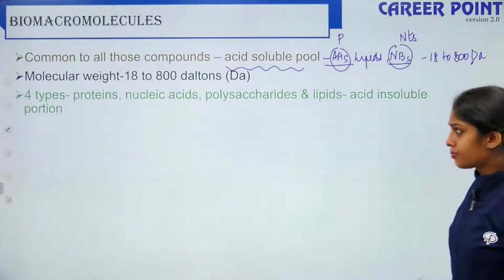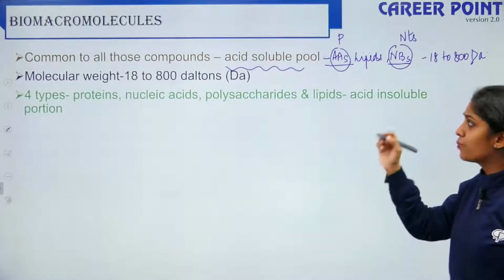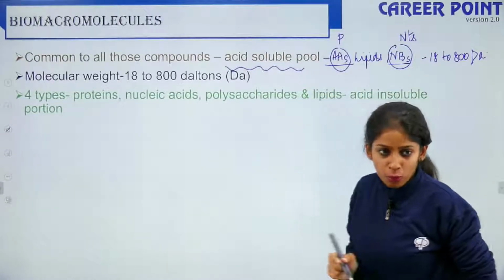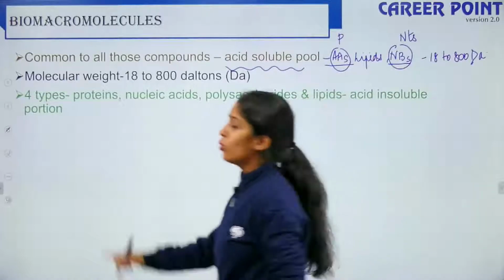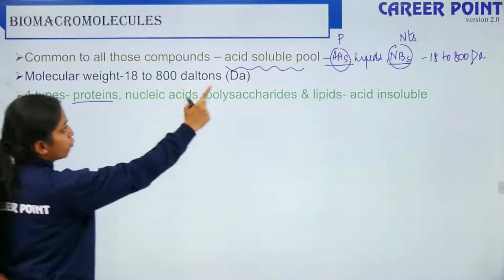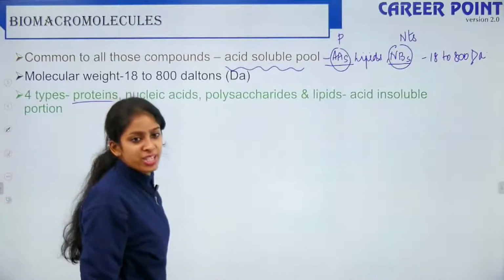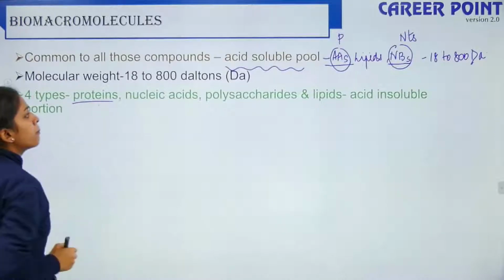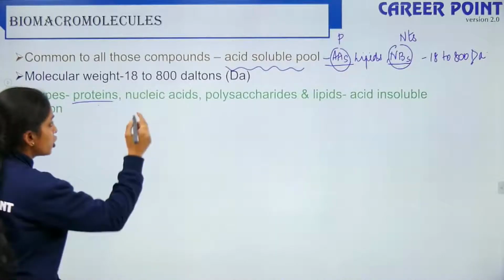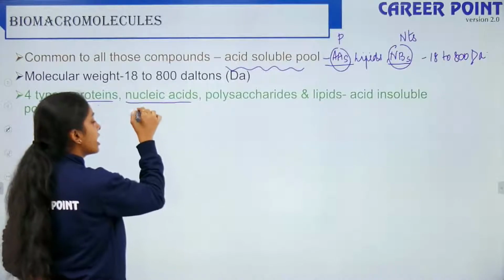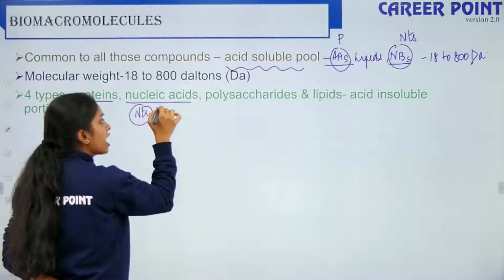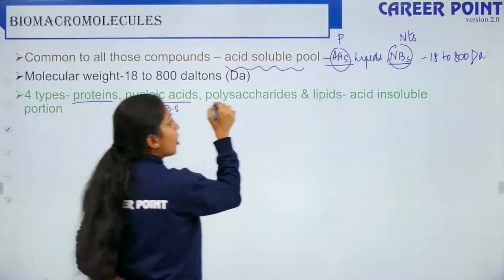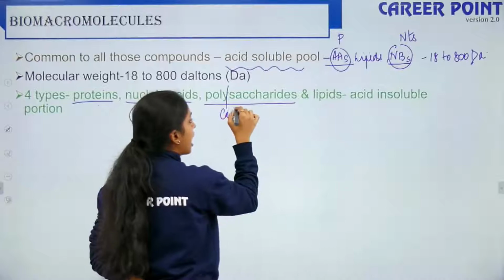Fine? Yes. So you have four types which come in your other pool, that is your acid insoluble pool. In your acid insoluble pool is where you have protein. If one amino acid can weigh from 18 to 20, a protein is a polymer of amino acids. So this is a biomacromolecule. So is nucleic acid because it contains nucleotides. In your nucleotide, you have a nitrogenous base, sugar and a phosphate group. Then polysaccharides, so this is your carbohydrates.